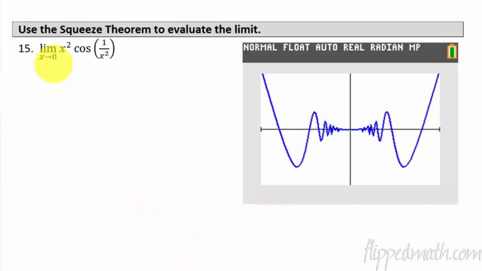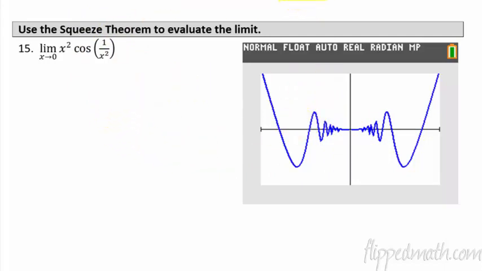So we're going to have the limit as x approaches 0 of this function, x squared times cosine of 1 over x squared. The answer you can see here is going to be 0. This is the graph. Okay, so we're going to approach x equals 0 from both sides. The y value, if we zoom in real close, is going to be 0. Okay, but what if we don't have the graph? How do we do this?